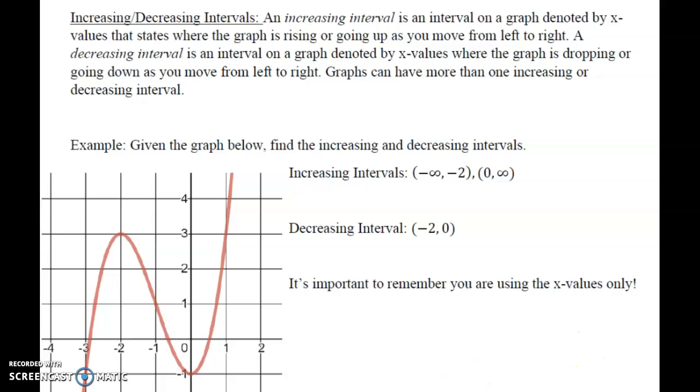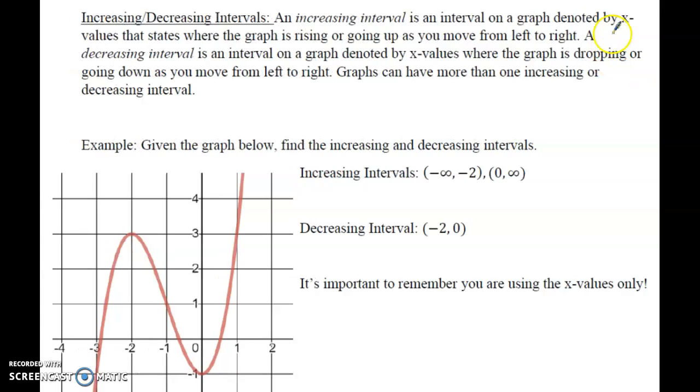For increasing or decreasing intervals. An increasing interval is an interval on a graph denoted, and this is important, by x values, not y values, x values only, that states where the graph is rising or going up as you move from left to right. A decreasing interval is an interval on the graph, again denoted by x values, where the graph is dropping or going down as you move from left to right. Graphs can have more than one increasing or decreasing interval.